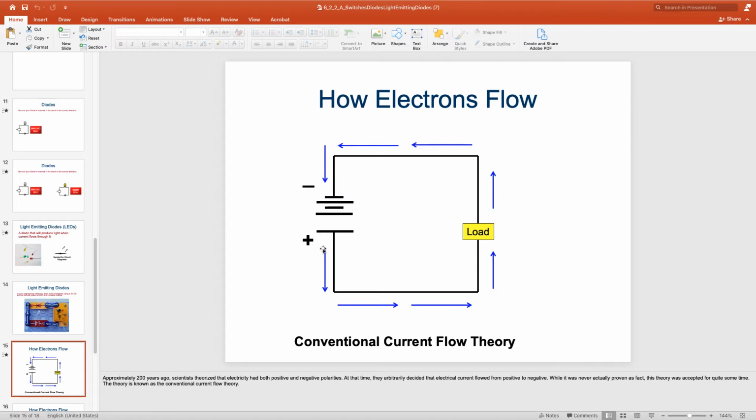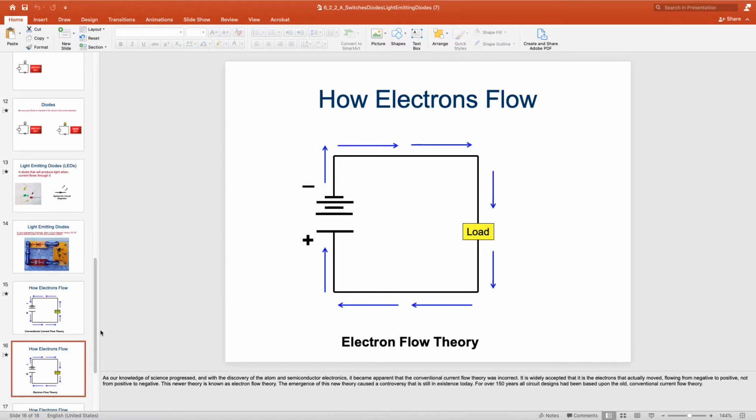Okay, as our positives push out and around, or excuse me, as the negatives are getting pushed from this side by the negatives, I'm going to come out this way and go back around. Okay, which makes sense because we know electricity comes from electrons, and electrons are negative. Okay, but now we have the electron flow theory.